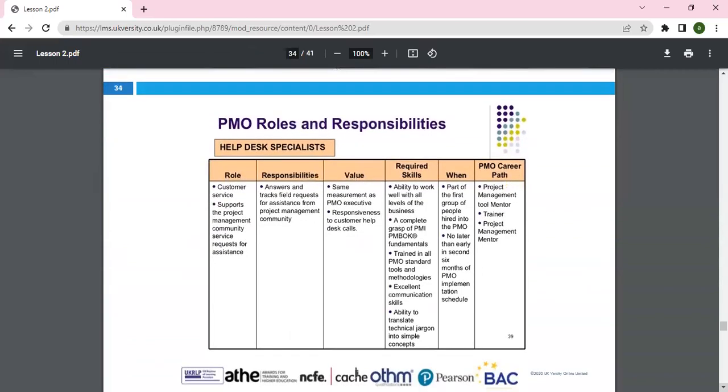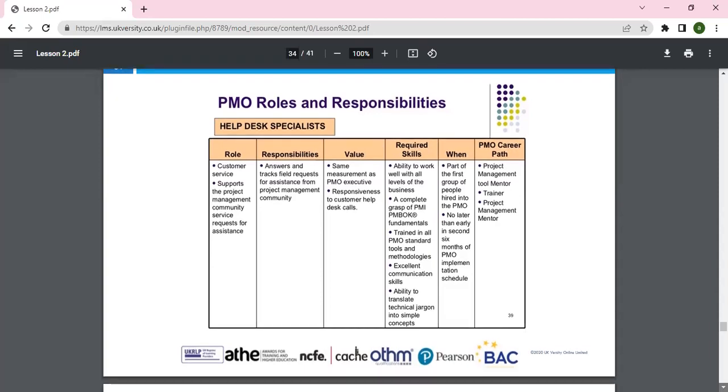Okay, so PMO roles and responsibilities can include help desk specialists. The help desk staff might, for example, have a level 3 qualification in customer service, and answer and track requests from the field. We can look at value measurement for the PMO executives, and the required skill is the ability to work well with the business. We can look at the first group of people hired, then the second and third month, and their productivity. Retention of staff is very important.